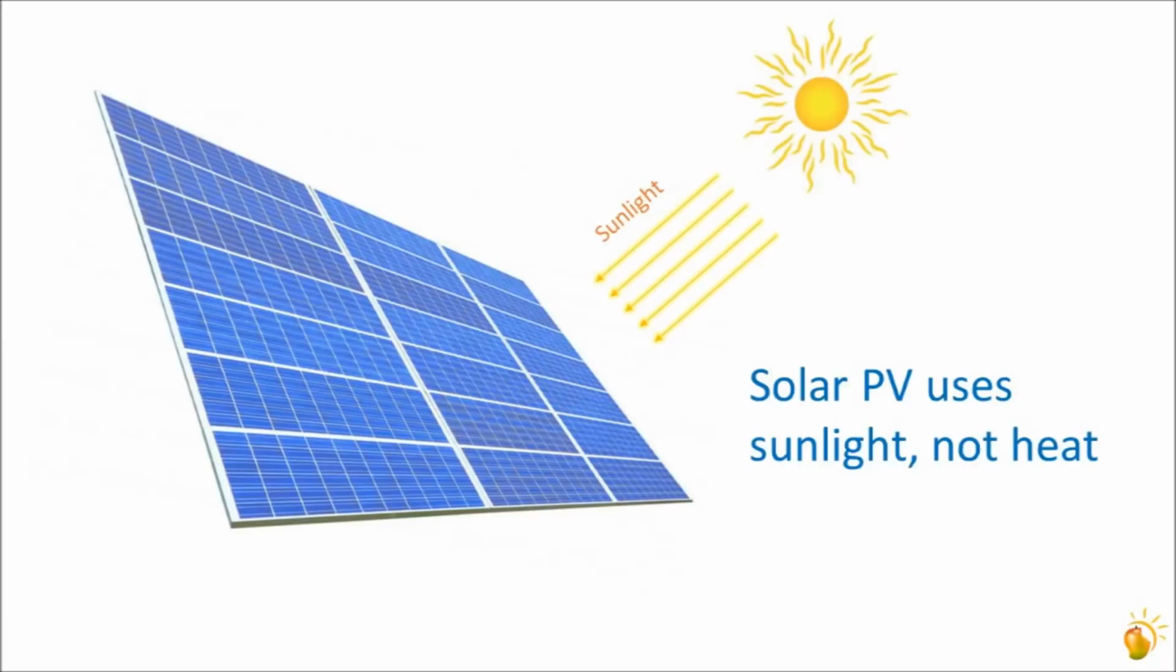Solar PV, on the other hand, uses sunlight and not heat to generate electricity. It is this technology that we use to generate electricity from our residential, commercial, and industrial rooftops.